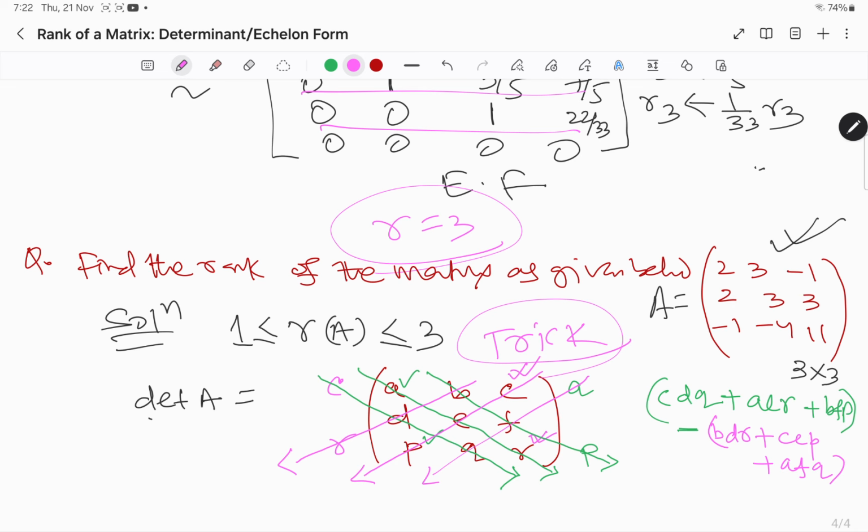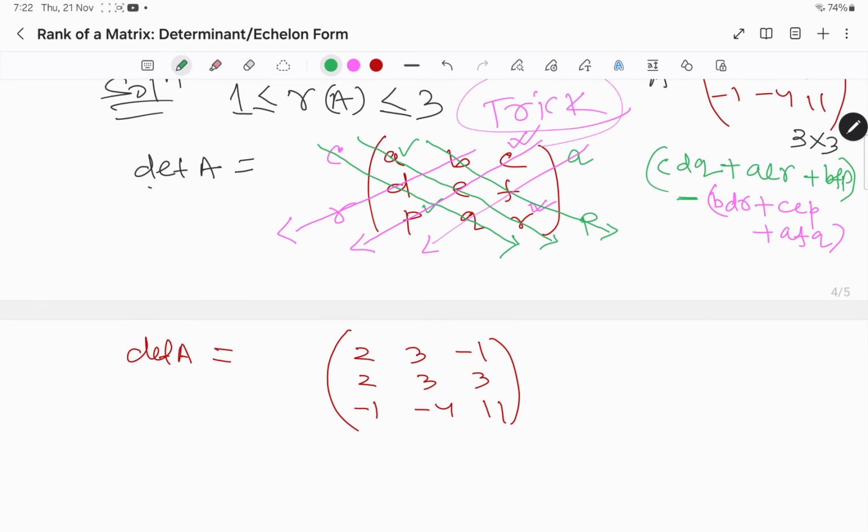You see, what will be the determinant of this? If we adopt that rule, we write 2 here, minus 1 here, minus 1 here, and 11 here, and we have this multiplication. 2 times 3 is 6, into 11 is 66. So the determinant of A will be 66, plus, just a minute. First we have to multiply this: 4, 2 times 4 is 8.